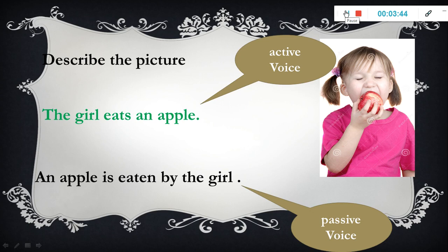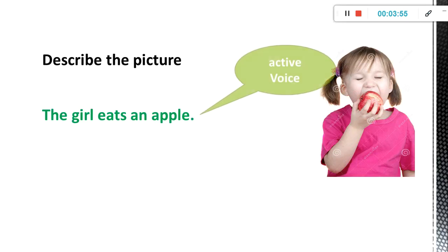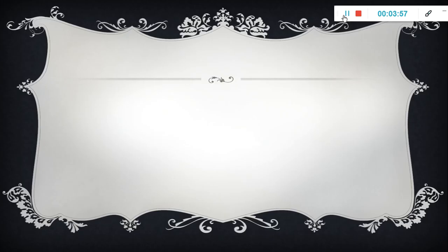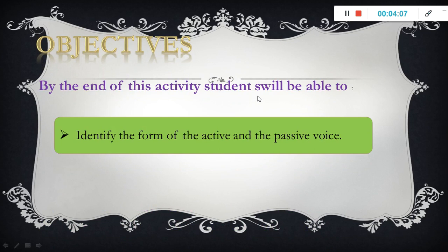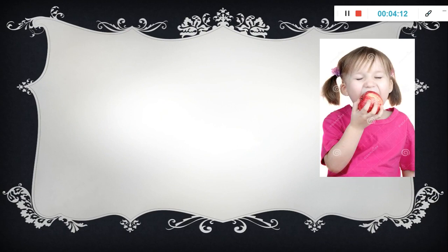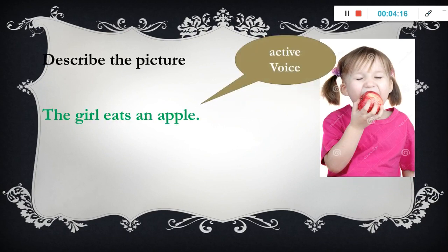Okay, girls. Now let's move to our second objective, which is identifying the form of the active and the passive voice. So look at the sentences again. The girl eats an apple.